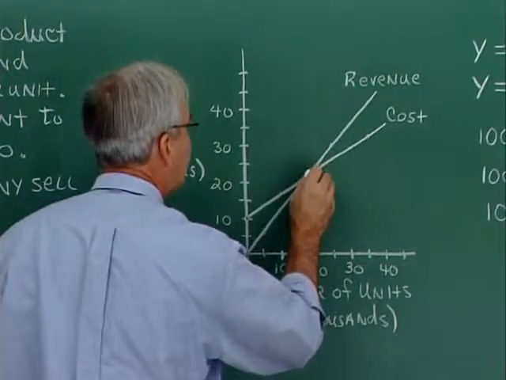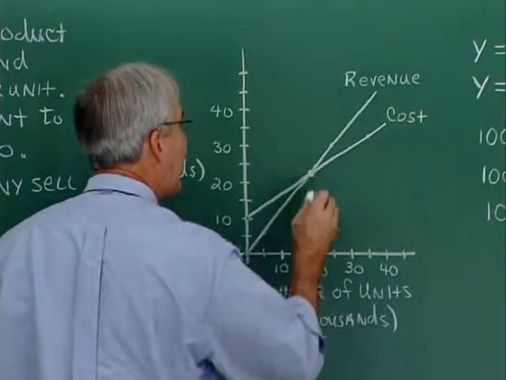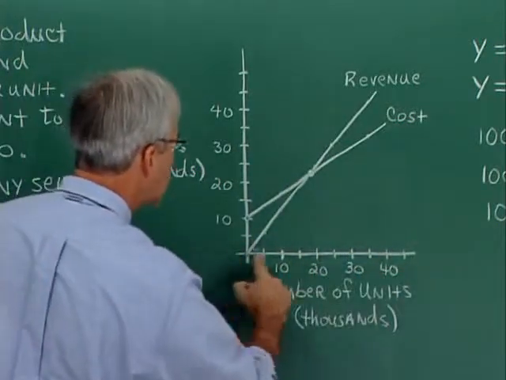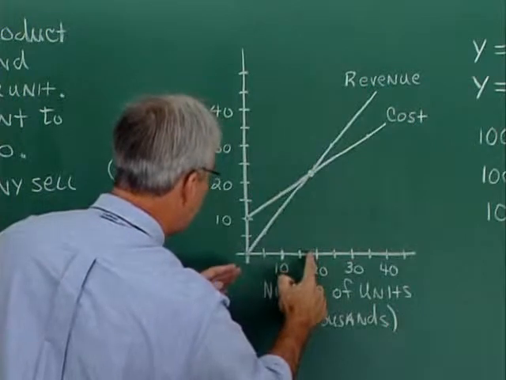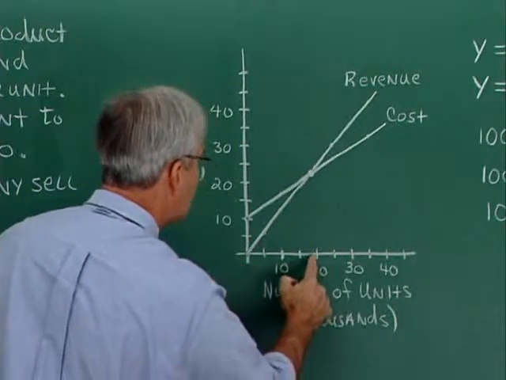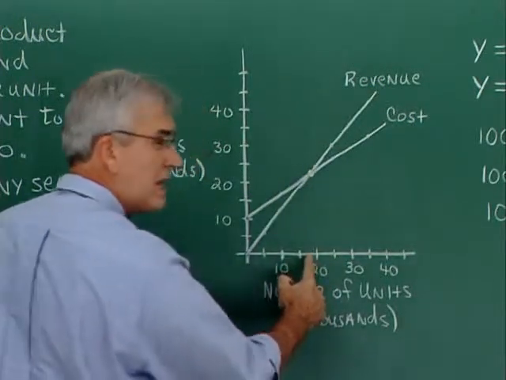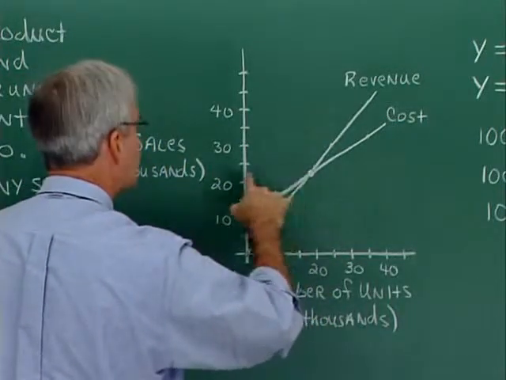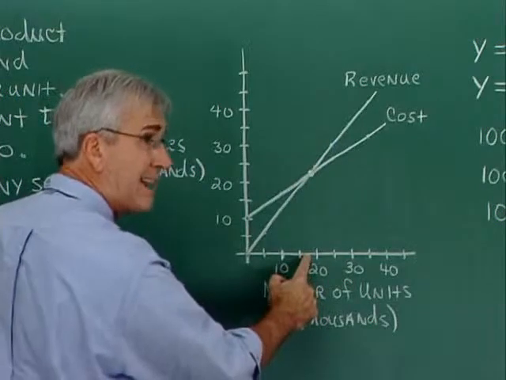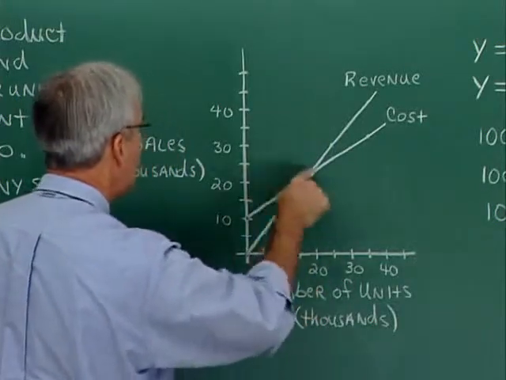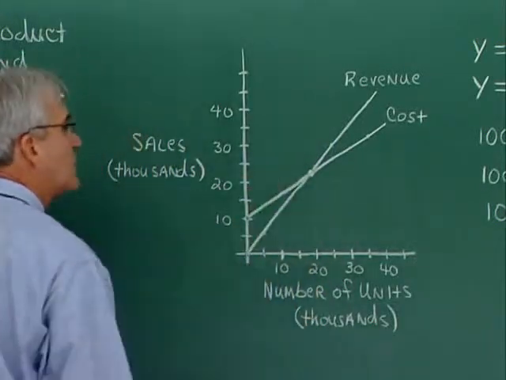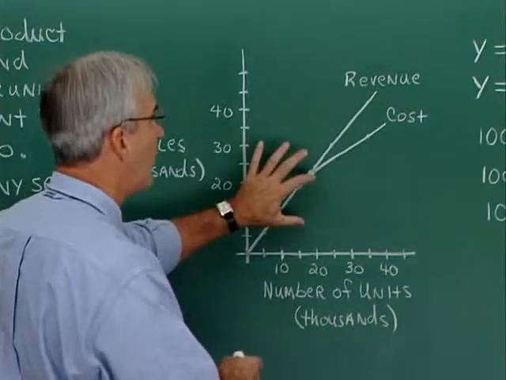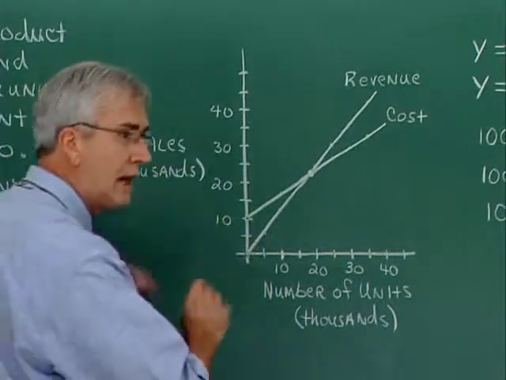Now we'd like to identify this point of intersection, and we can kind of estimate it by looking at the graph. The number of units, looking under here, looks like it's just under 20,000 units. But I can't tell exactly how many. And I can also calculate the number of sales that would occur at that break-even point by looking up on the y-axis. Well, to find the exact break-even point, I would need to use an algebraic method.